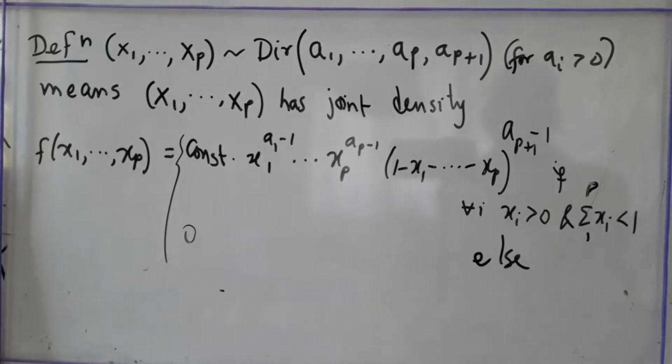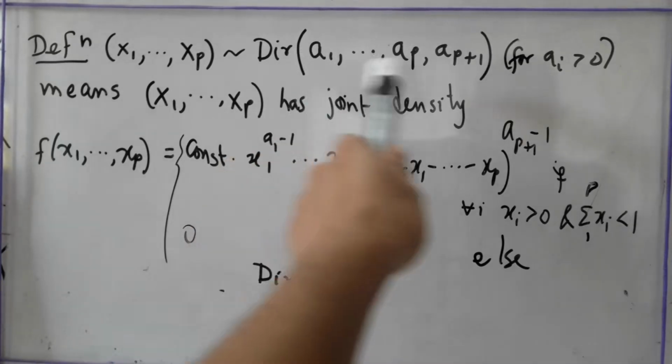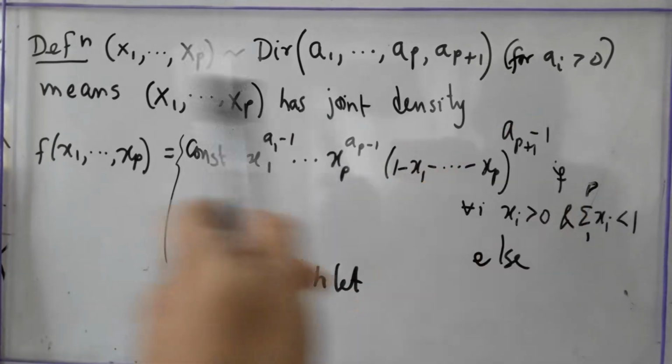So I have just abbreviated it to DIR. The complete spelling is this. The T is silent, so it is Dirichlet, not Dirichlet. And there are these parameters. All the parameters are strictly positive.